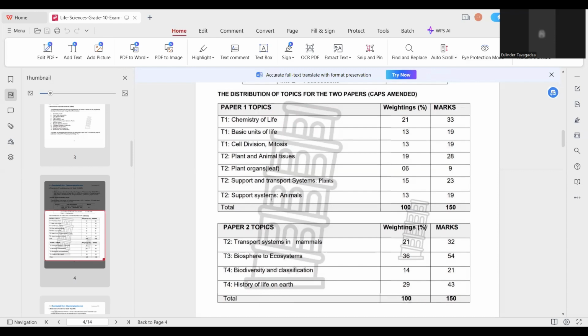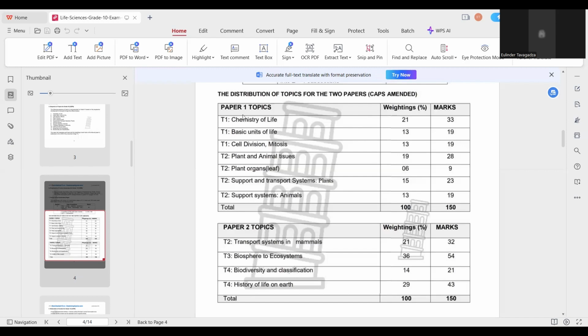Welcome to a new year of doing a course of life science. Most of you are new. I know it's a new subject to you, and you need to know what exactly you are studying in grade 10. So I'm here with the topics that you're going to be doing for your grade 10 course of life science.